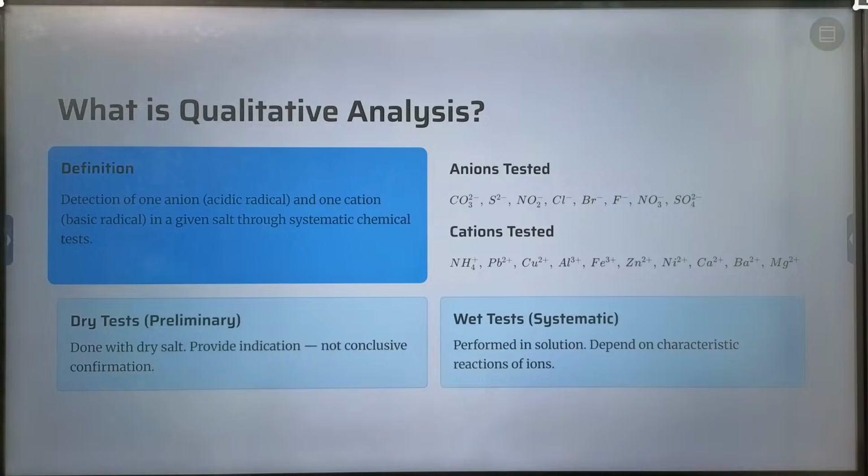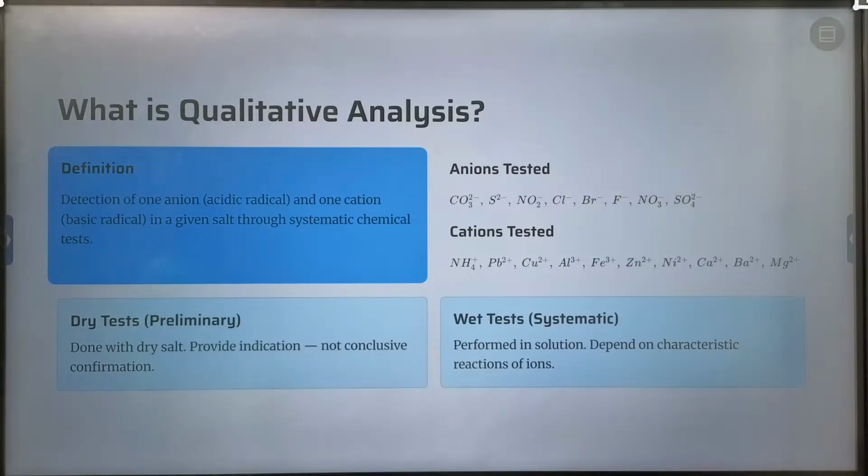The anions you are going to analyze are CO3 2 minus, which is carbonate; SO3 2 minus, sulfite; NO2 minus, nitrite; Cl minus, chloride; Br minus, bromide. F minus is given wrongly there; actually it is not F minus, only I minus, iodide. You know very well fluorine chemistry is highly reactive, so we cannot study that salt. And NO3 minus is nitrate, and SO4 2 minus is sulfate.